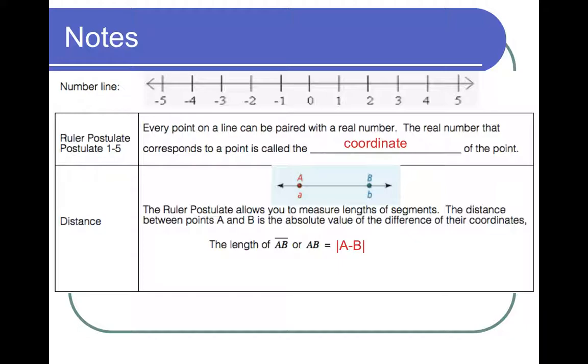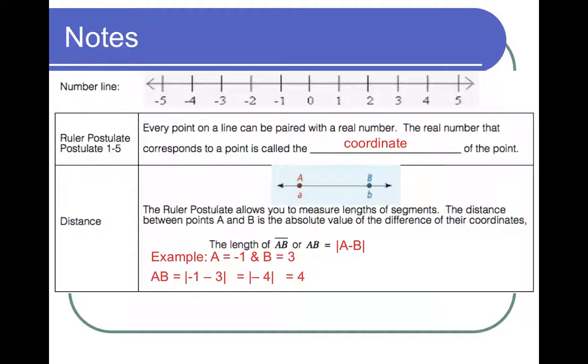Let's take a look at an example. Imagine that point A is at -1 and point B is at 3. I would just take -1 minus 3, which is the absolute value of -4. The absolute value of -4 is always positive, so it would be positive 4.